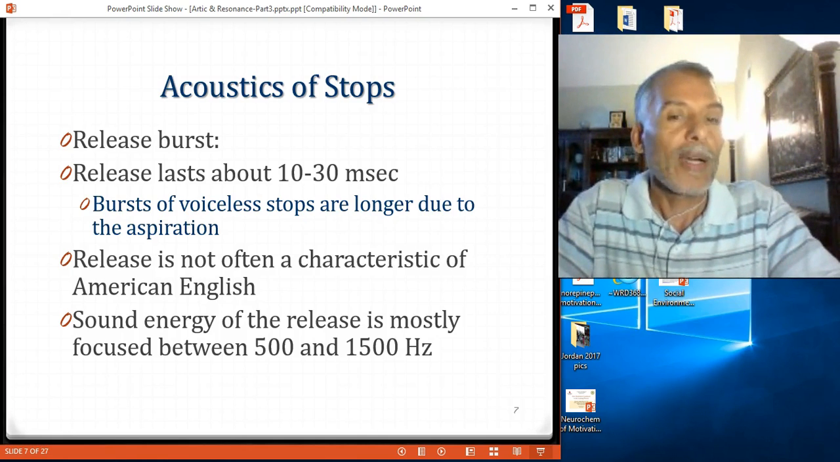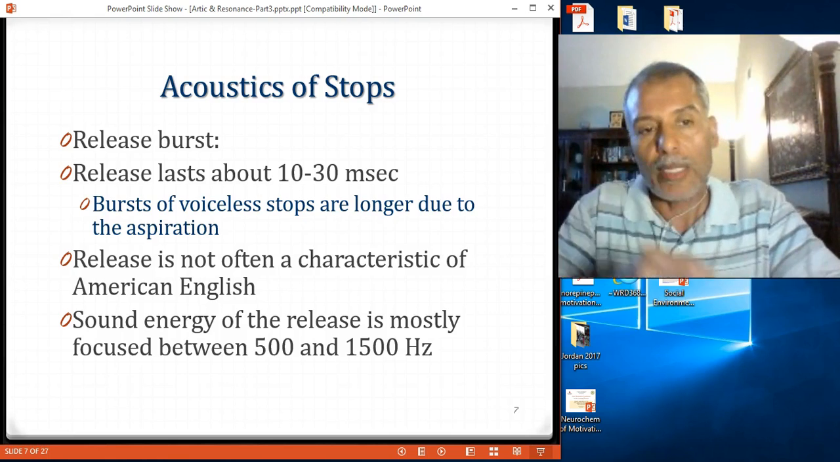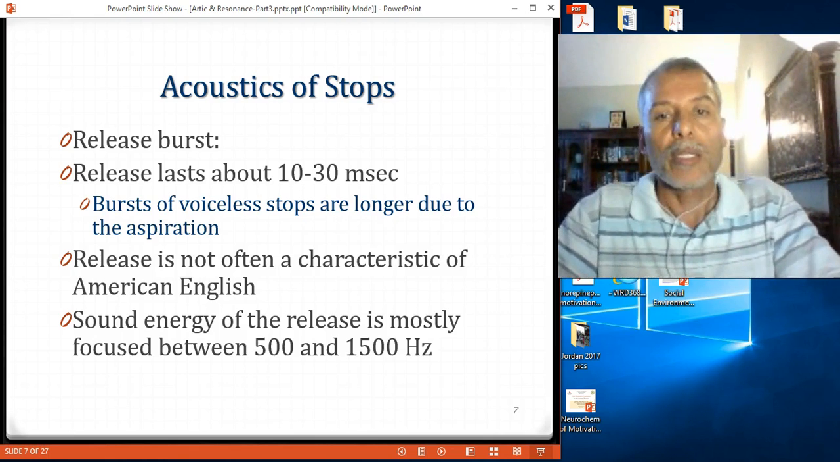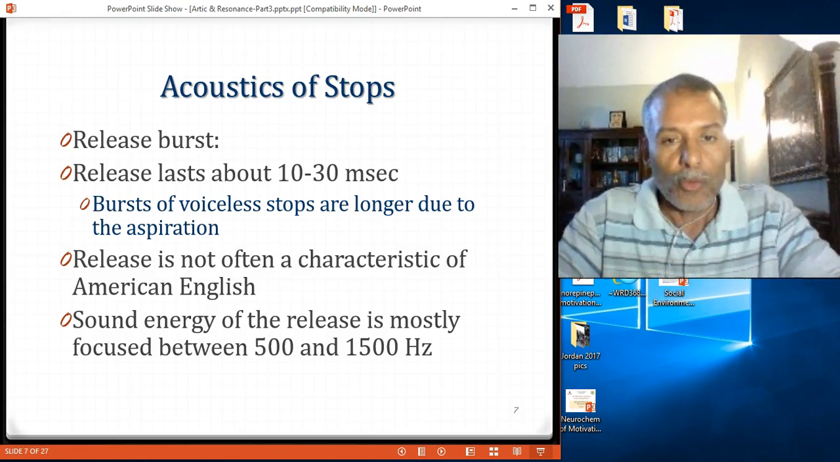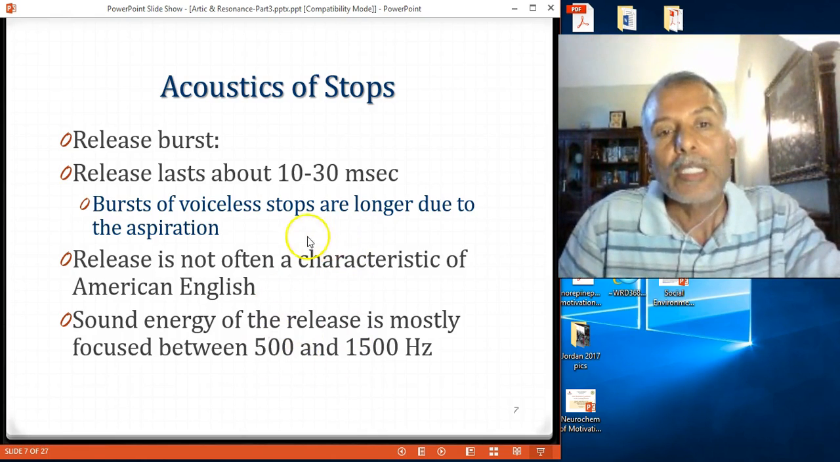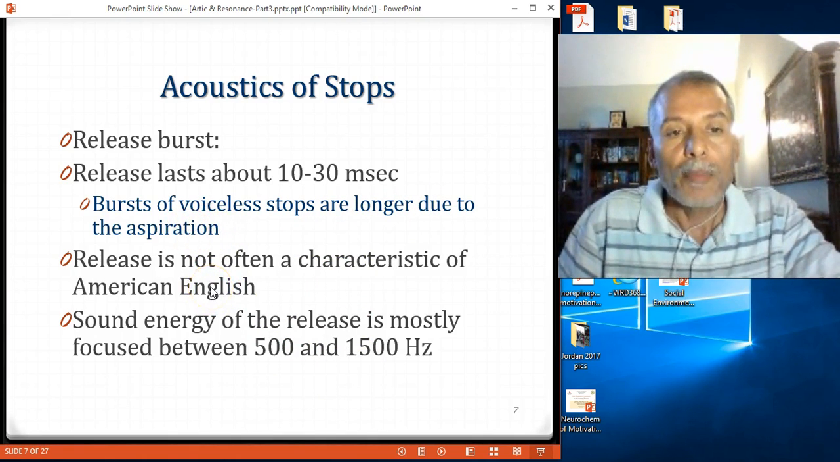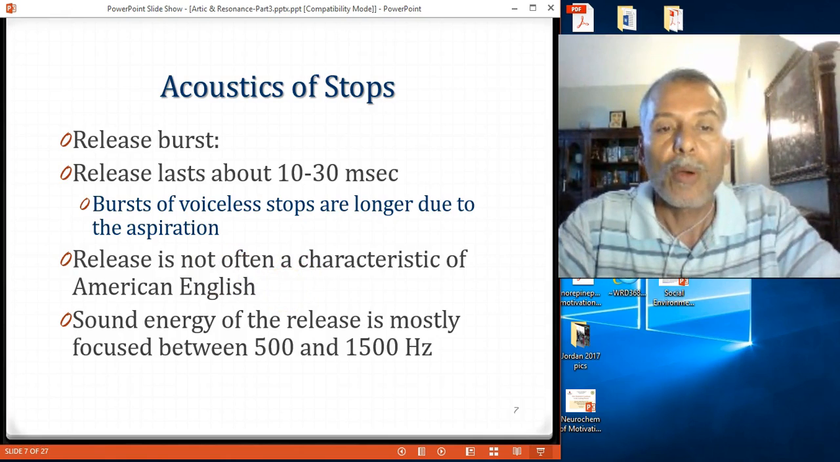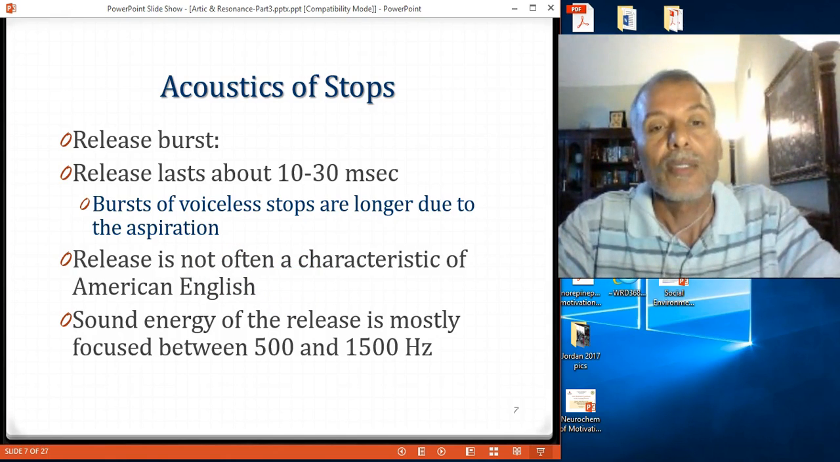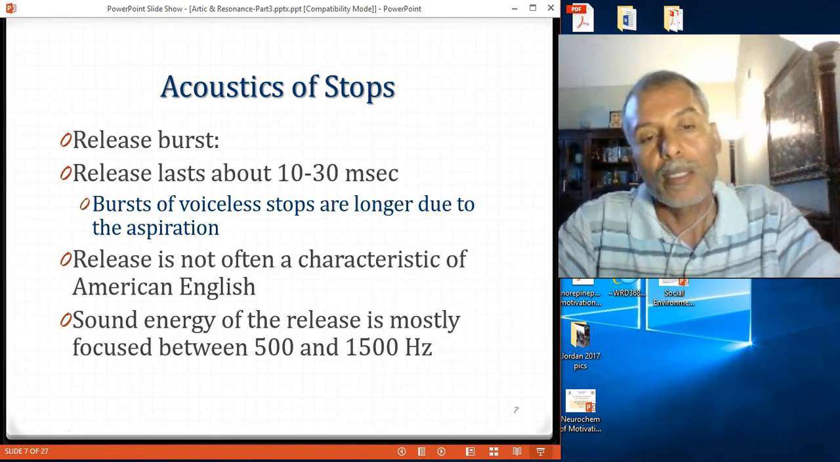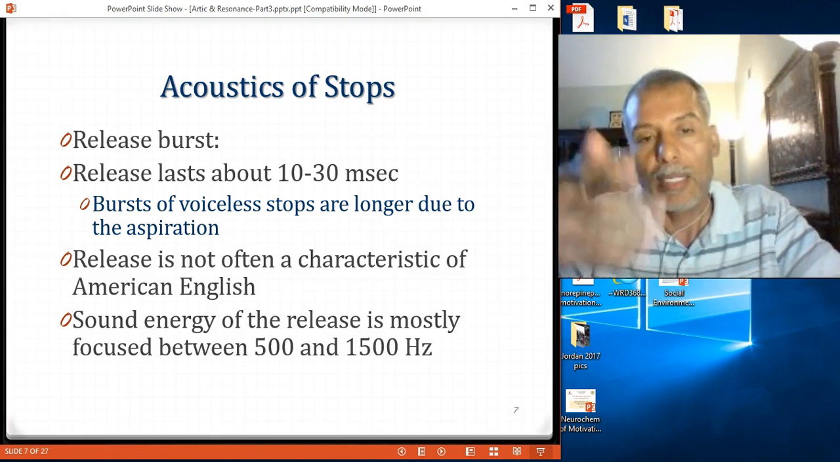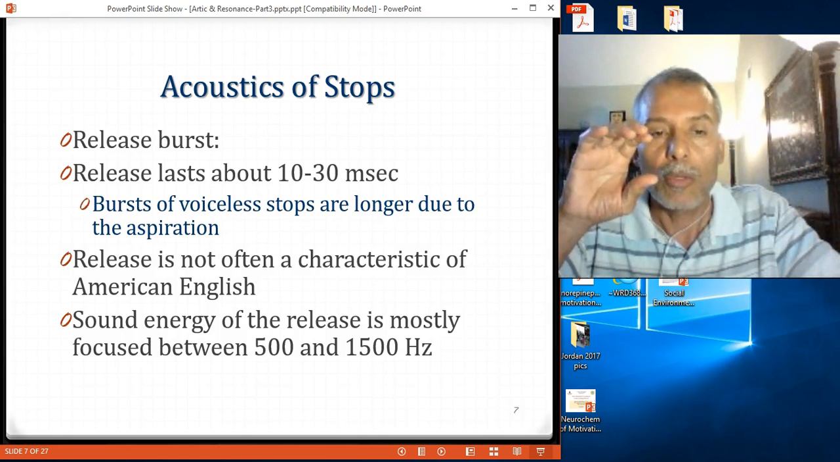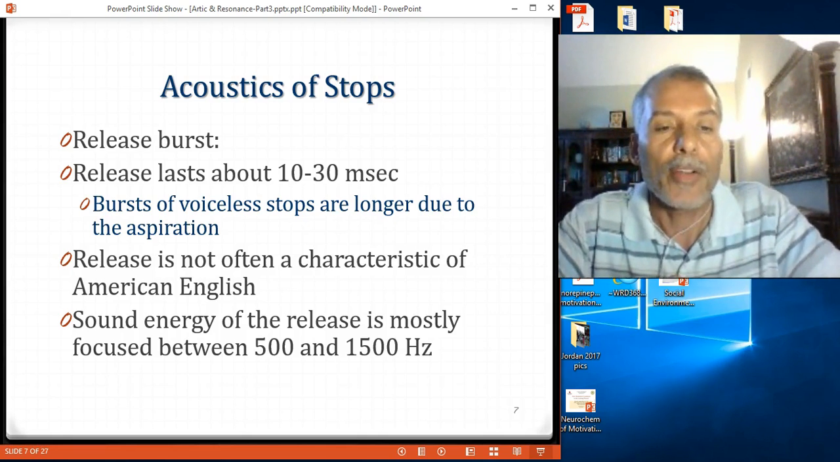When you say kite, at the end, that's called aspiration, the puff of air that comes at the end of the sound when you release it. Again, voiceless stops are longer because of that aspiration part. And then the release is not a very common characteristic of American English. Like when we say tight, you don't release it fully. It's not a very hard closure, and it doesn't have that much air in it.